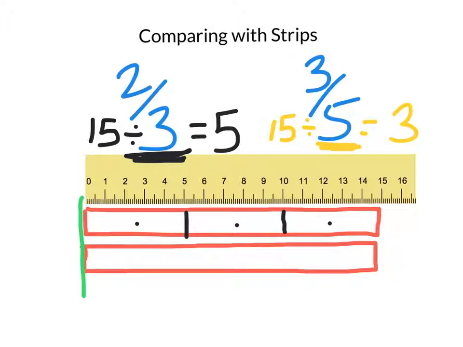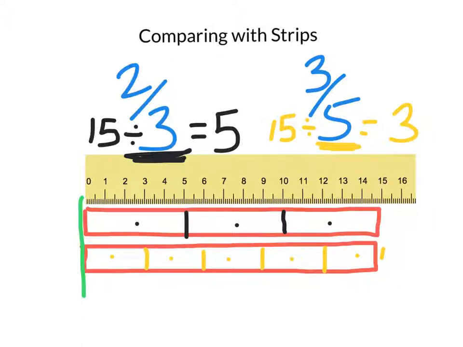3. So I'm going to draw a line every 3 centimeters in my second strip. 3, 6, 9, 12. And then 15 is the end. Oops. So now I have fifths. 1, 2, 3, 4, 5. I have 5 equal sections.